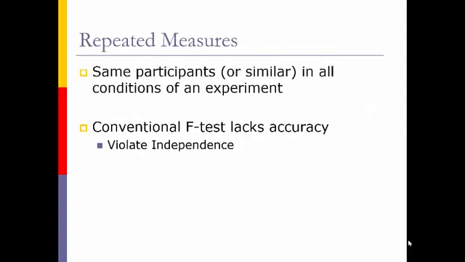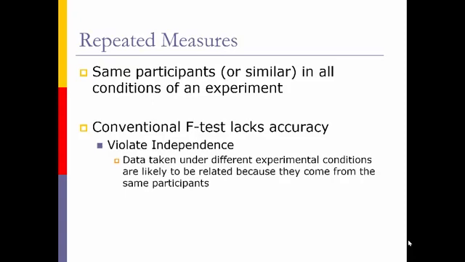All right, so repeated measures, again, same participants in all conditions of an experiment. We cannot use the traditional ANOVA because we're violating independence. The data is no longer independent, it's dependent. Again, independent data is taken under different experimental conditions. Here we have related data because they are the same participants. So it's very similar to multiple paired t-tests, whereas the traditional ANOVA is simply multiple t-tests, student's t-test. So that is what's nice about repeated measures, it is really just multiple paired t-tests.